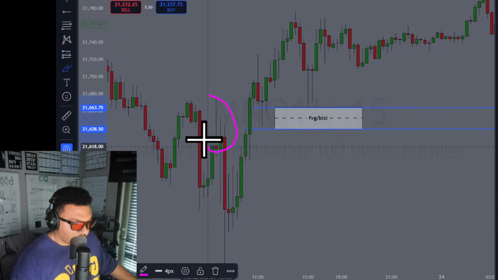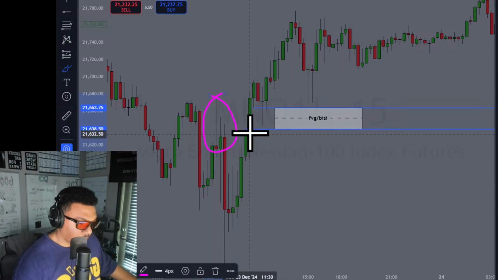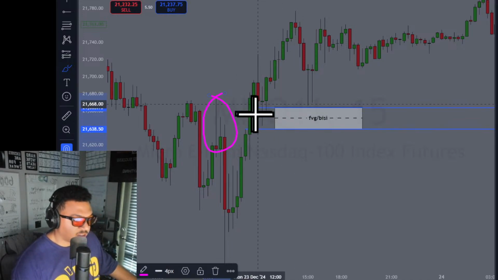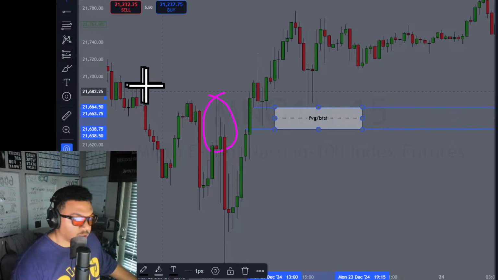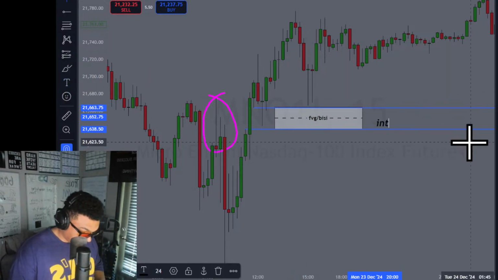But this area right here, this swing point, we retested this swing point. This is internal liquidity. We labeled it fair value gap and BISI. We can label it internal liquidity.